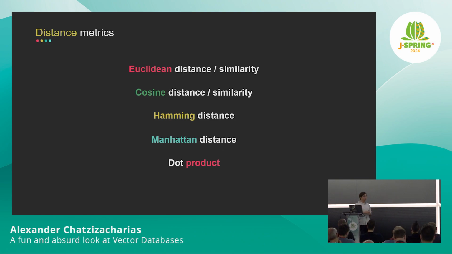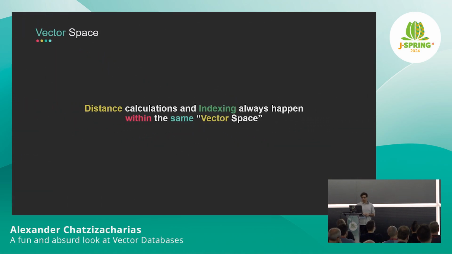But what's important to know, I guess, is that when the distance is 0, two objects are very close to each other. And when the similarity is 1, two objects are very close to each other. And that's mostly done because similarity calculations are often cheaper for CPUs than distance calculations. And this distance and indexing calculations and everything happens within the so-called vector space.